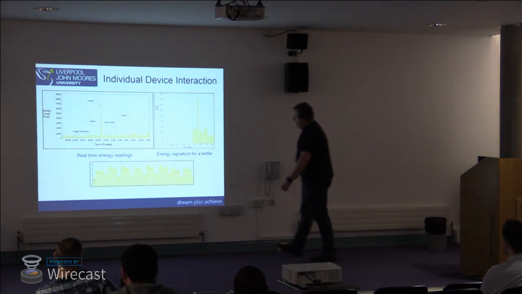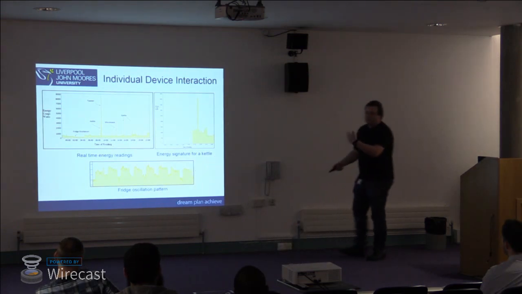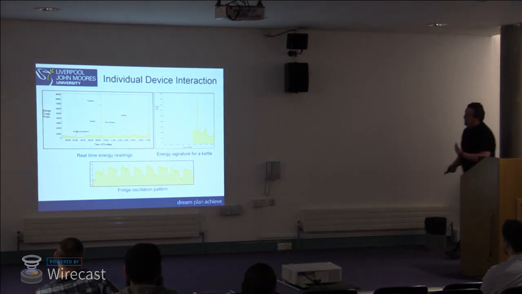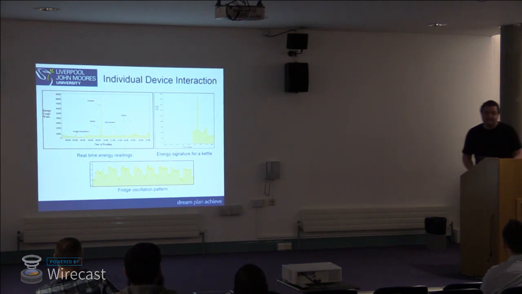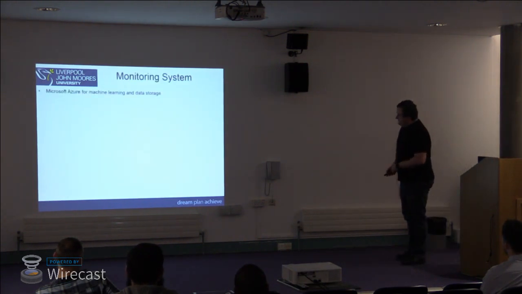And it's so granular, that's the fridge oscillation. So that's the pattern of the cycling that the fridge goes through. In the live data screen, we can even tell when the fridge light turns on, it's that granular, so we can be really, really predictive about what they're doing.